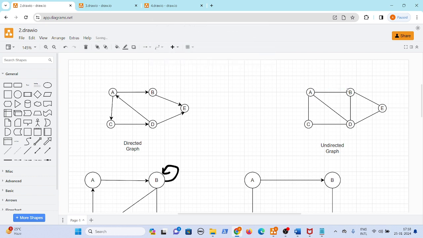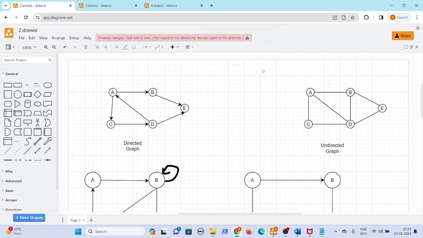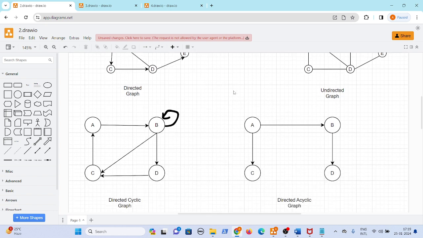So based on the direction of the edges, you can categorize graphs as directed graph and undirected graph. This is one classification. And coming to the other classification, cyclic graph and acyclic graph. If in a graph there exists at least one cycle, then you call that a cyclic graph. If there is no cycle present, then you call that an acyclic graph.